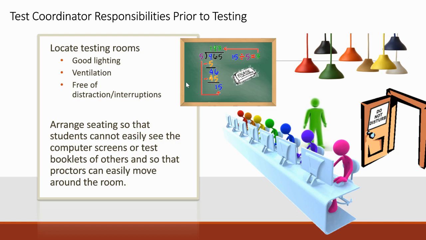You want to locate good testing rooms. Most computer labs and most classrooms will serve that purpose. You want to arrange your seating, obviously, so students can't easily see each other's computer screens or the test booklets if you're using paper, and so it's easy for you to move about the room. Typically, your classroom will serve that function.